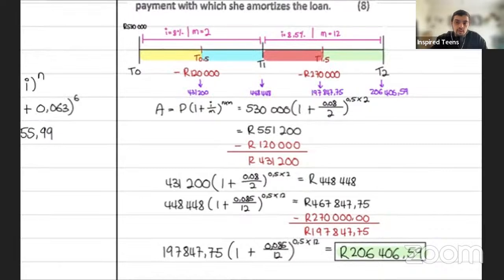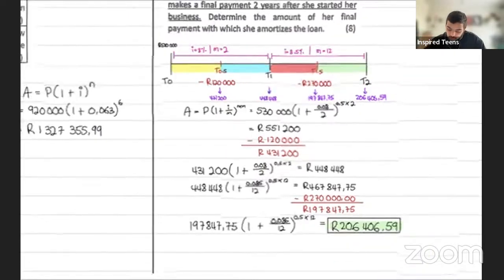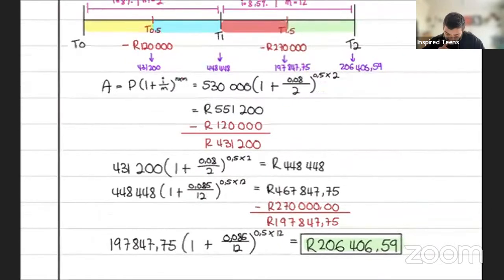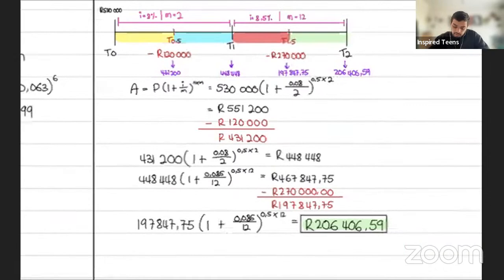Do you round off along the way for time? No, you don't. Oh, did I in this case? Yes, I'm pretty sure I did. Let me just check. 448 1 plus. Yes, okay. Thank you for that question.